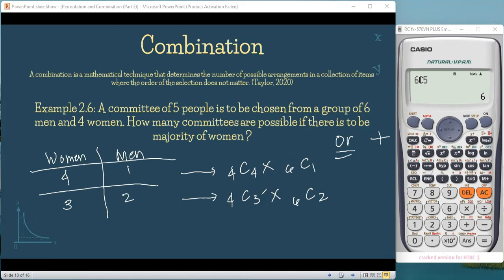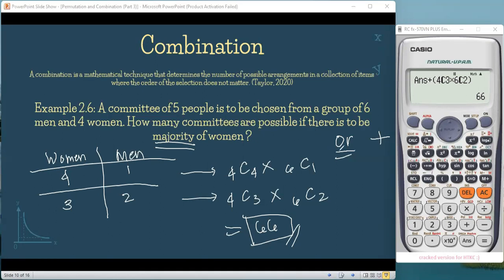result nito. So we have the combination of 4 taken 4 at a time times the combination of 6 taken 1 at a time plus yun pong 4 or the combination of 4 taken 3 at a time times the combination of 6 taken 2 at a time. So that will give us 66. So ibig sabihin po, 66 po yung total combination kapag majority po ay women.